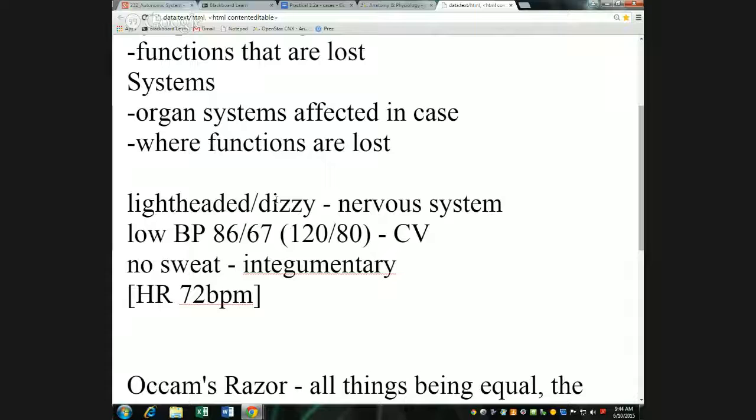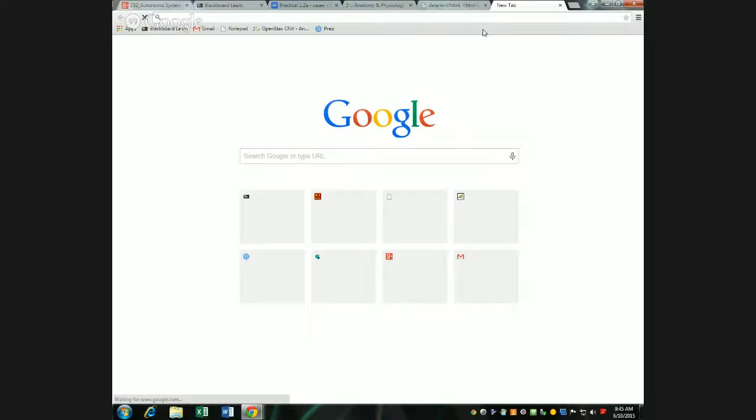Now, that is not his definition. That is not his diagnosis. That's really what ties the dizziness and the low blood pressure together. But it doesn't get at the sweat problem. To figure out what's really going on, we need to do a little bit more work.